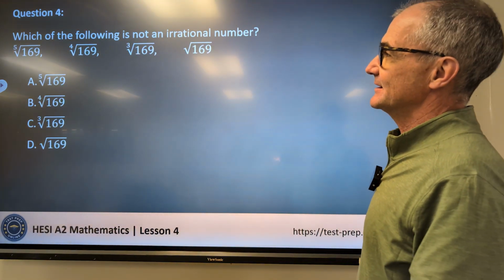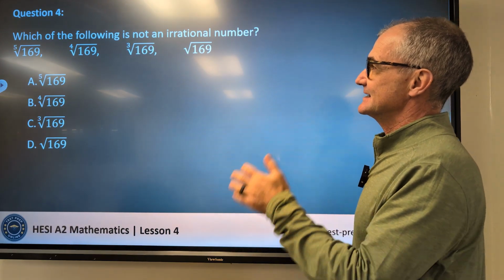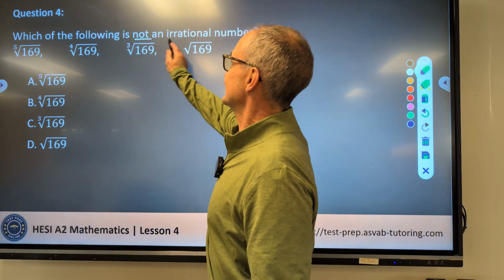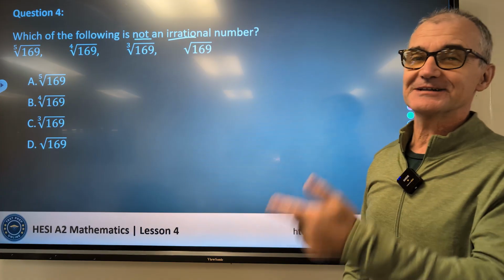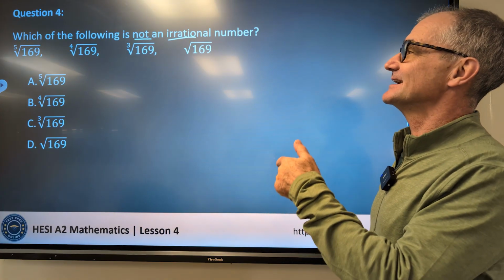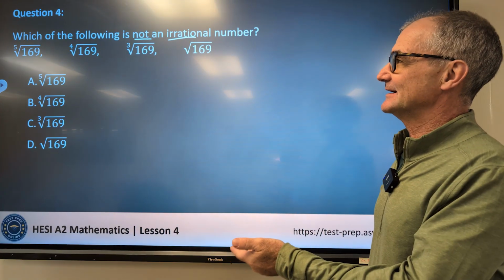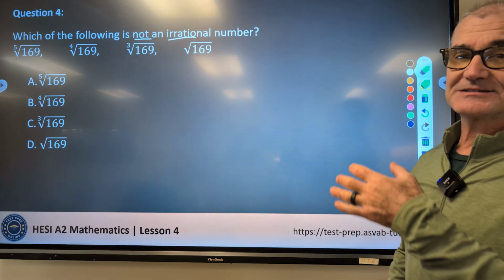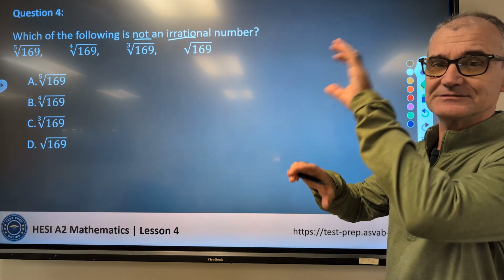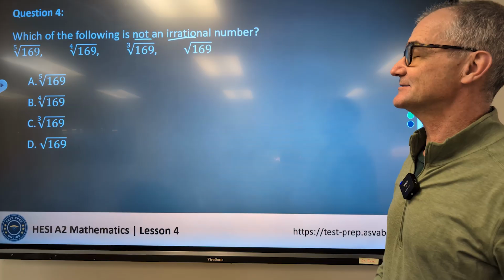Okay, number 4 right here. Which of the following is not an irrational number? That's actually a double negative, so it's saying which one is a rational number. So remember, the definition of rational is that you can represent it as a fraction with the top and bottom both being integers.